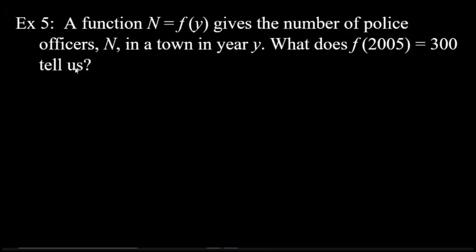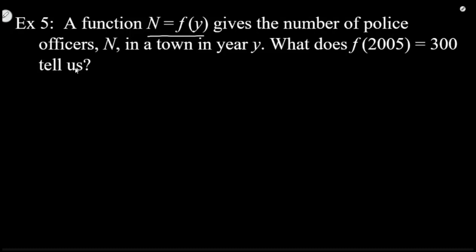Example 5, a function n equals f of y. So f is the function, and they've defined it as input is what here in this case? According to this statement right here, what is the input for our function? What variable represents it? Yeah, it's y. And then what is the variable that represents the output? The n. Okay, and then we know f is the name of the function. So a function, n equals f of y, gives the number of police officers, n, so that's what n stands for, in a town in year y. So y is what the y stands for.